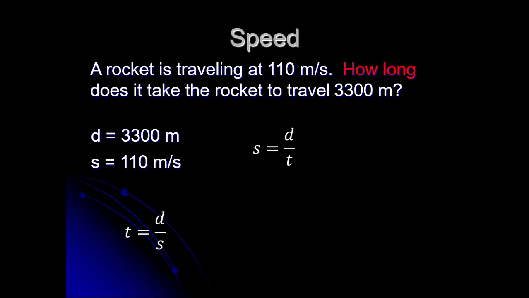So time is going to be equal to the distance divided by the speed. So we went 3,300 meters and we were traveling at a speed of 110 meters per second. So that's going to take us 30 seconds to travel that distance.